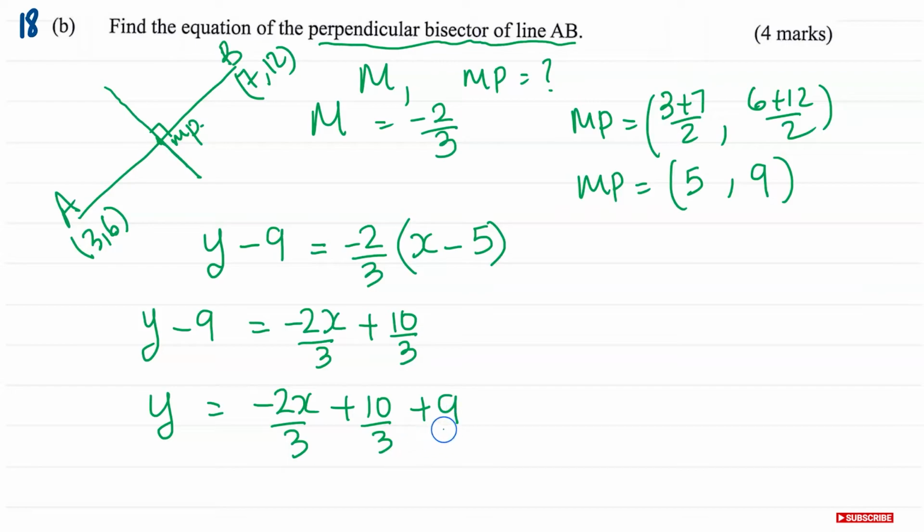So again, I need to have the same denominator, so I need to do times 3 here as well. So now I have y equals minus 2x over 3 plus 10, and then plus 9 times 3, so that's 27. That will be plus 37 over 3. So this is the equation of the perpendicular bisector of line AB.